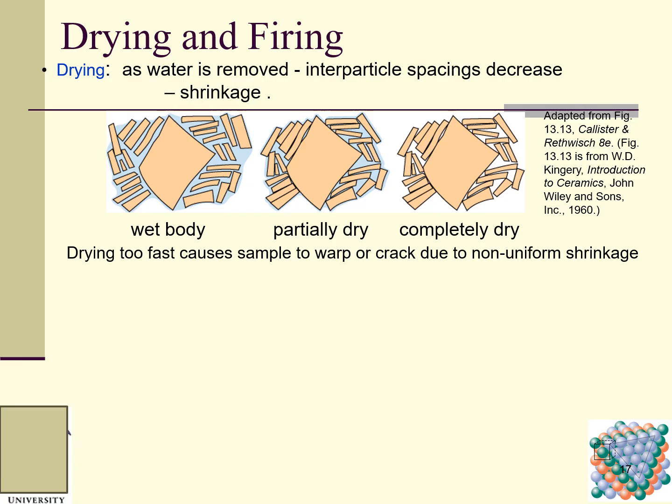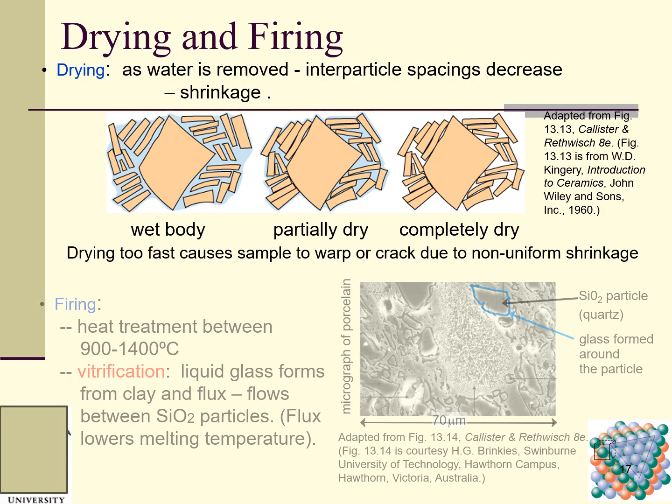So you can see this is white body. You can see we have the water inside, between the particles. And this is a partial dry. When you dry, a lot of water disappears. And here it is completely dry. So drying too fast causes the sample to warp or crack due to non-uniform shrinkage.